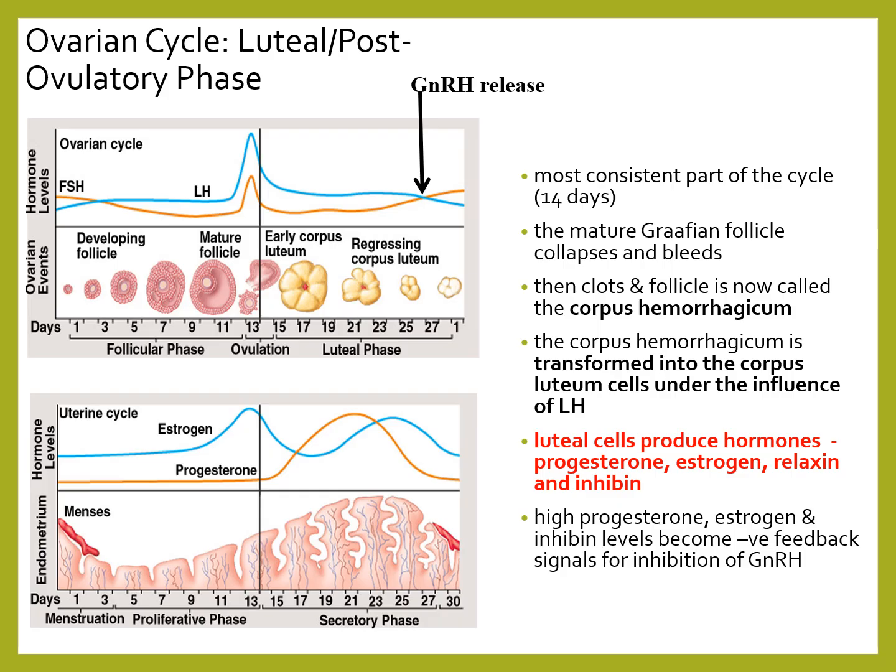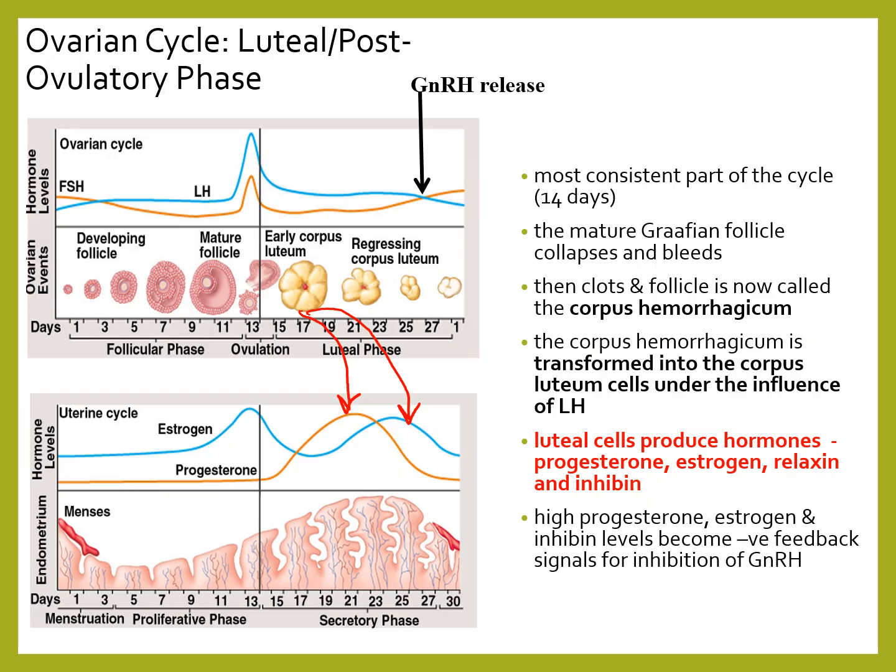So that pulse of luteinizing hormone not only sets up ovulation, but begins the transformation of the corpus hemorrhagicum into the corpus luteum. The luteal cells of the corpus luteum are going to produce progesterone, estrogen, relaxin, and inhibin. So you can see, if you look down at the uterine cycle, that the appearance of your corpus luteum starts to coincide with the peaking of progesterone and the peak of this blue estrogen line, which is going to be your luteal estrogens.